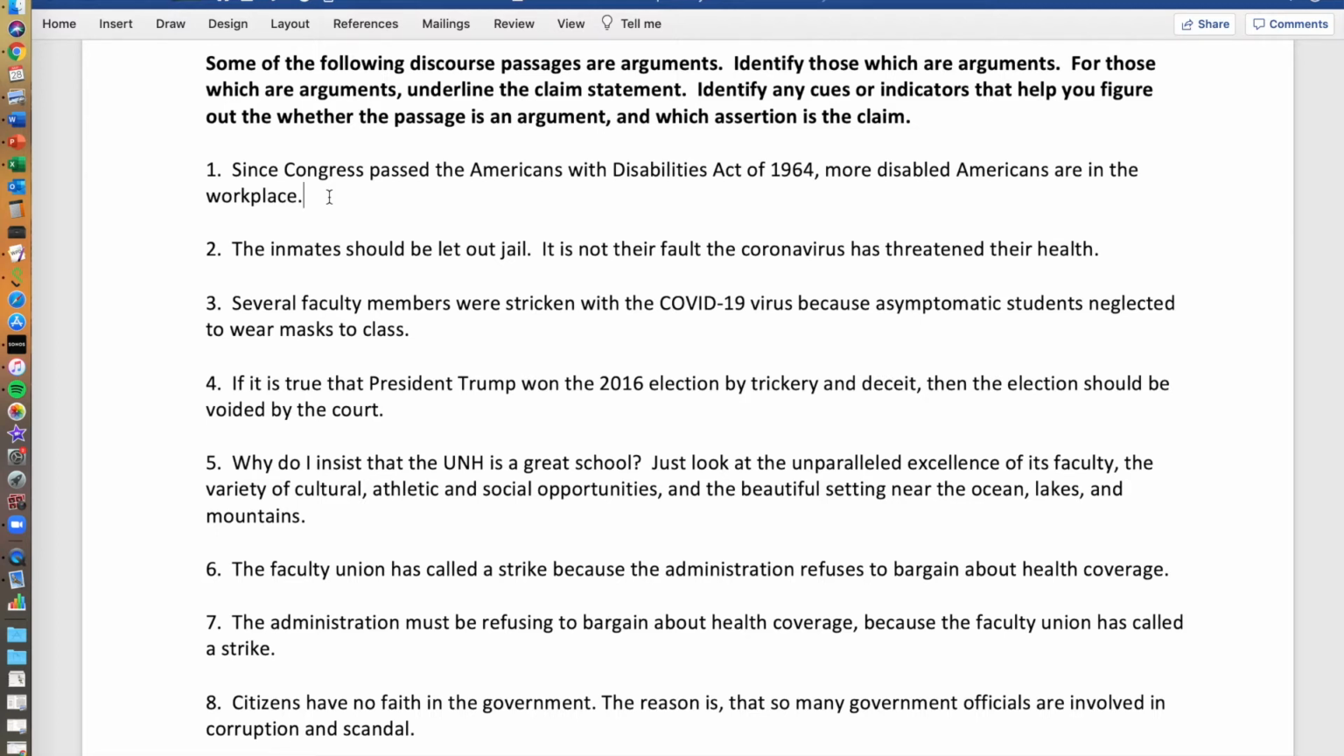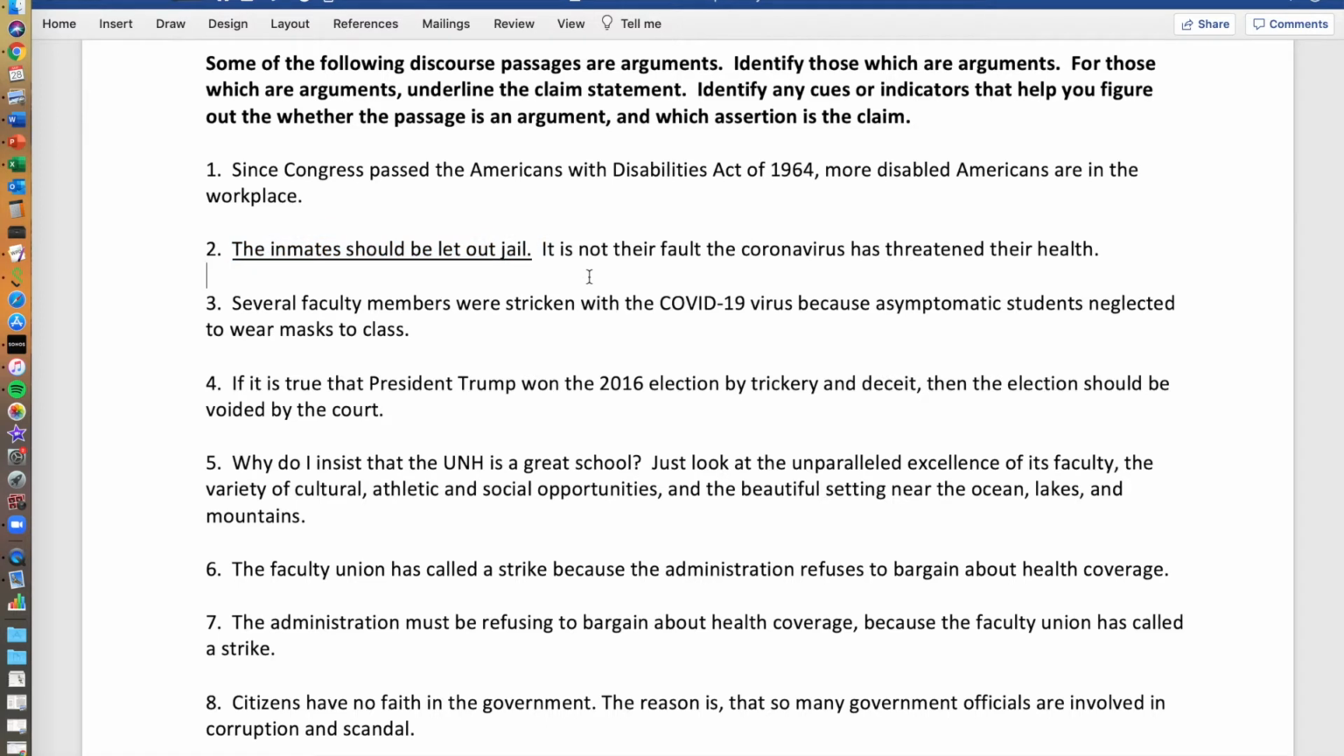Number 2, the inmates should be let out of jail. It is not their fault the coronavirus has threatened their health. So in this case, we have two sentences and also then two statements or two assertions. Which of these, if it's an argument, which of these functions as the claim? And in fact, this is an argument, and it is the first statement here that is the claim.